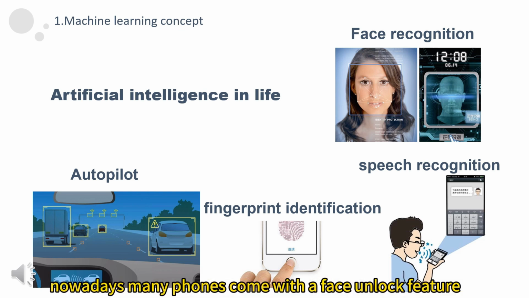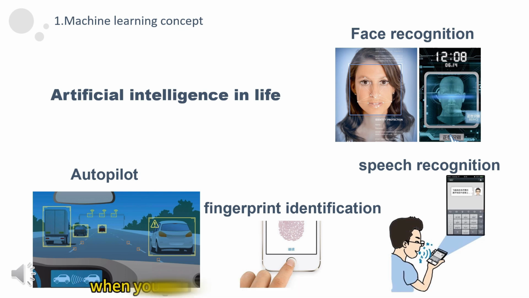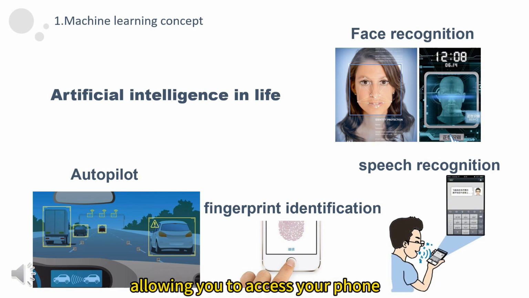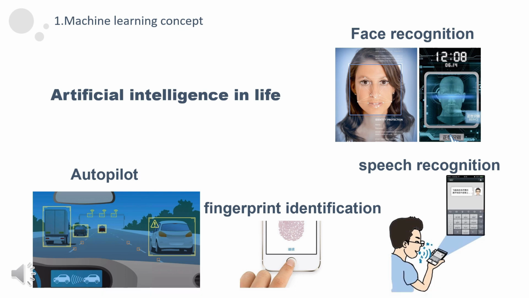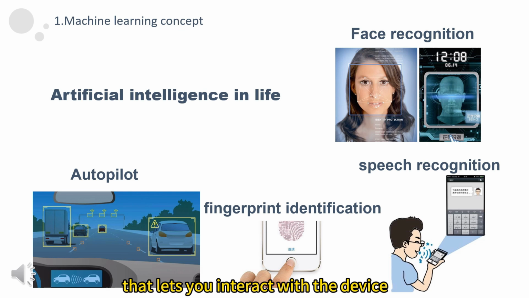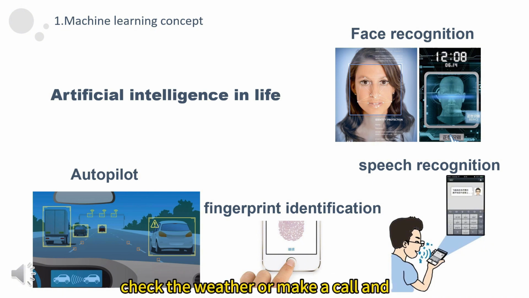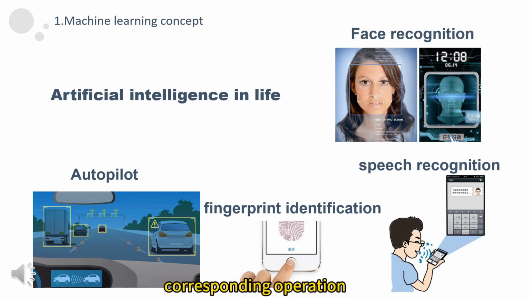Nowadays, many phones come with a face unlock feature, which uses face recognition technology to confirm your identity when you put your face in front of the camera, allowing you to access your phone. Similarly, smart speakers are equipped with speech recognition technology that lets you interact with the device using your voice. You can simply tell it to play music, check the weather, or make a call, and it will understand your command and execute the corresponding operation.